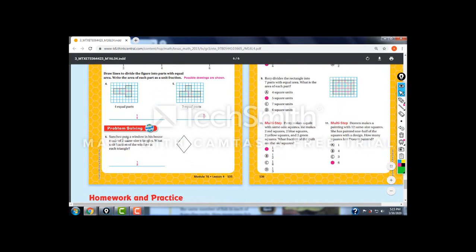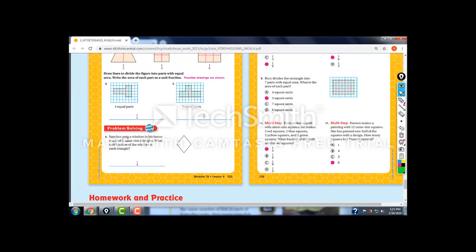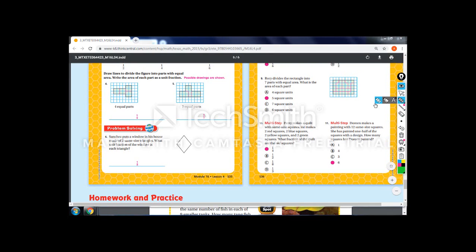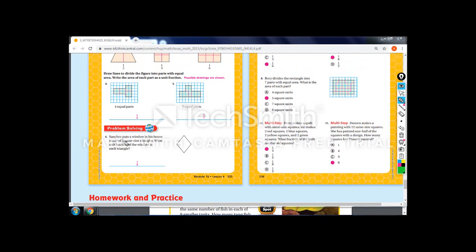Sanchez puts a window in his house made of 2 same-sized triangles. What unit fraction of the window is each triangle? So you already know, and you could draw the picture if you want, but it already tells you how many triangles you have. It tells you have 2.